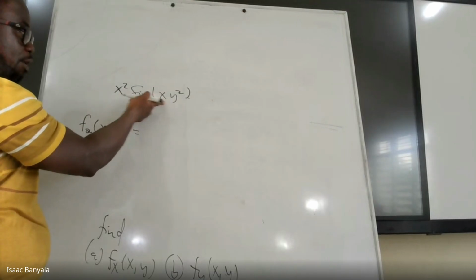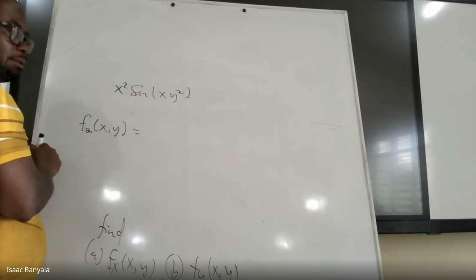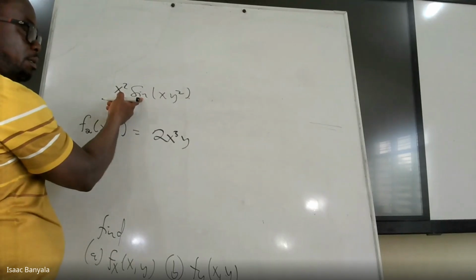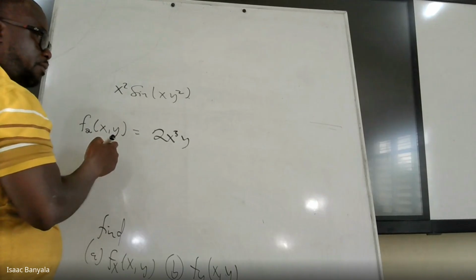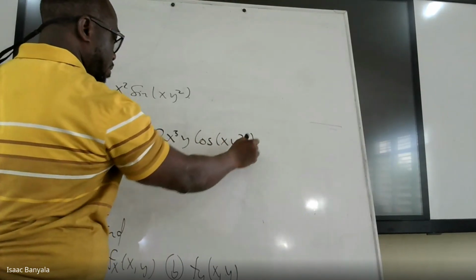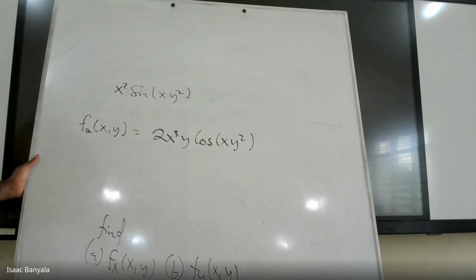And if you differentiate this one with respect to y, what do you get? 2xy. Then you multiply by this, 2x cubed y. Then this one will change to what? Cos. Is it negative or positive? Positive. So it will be cos x y squared. Any question here?